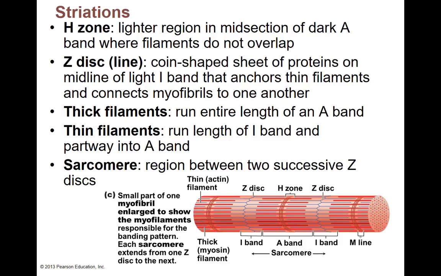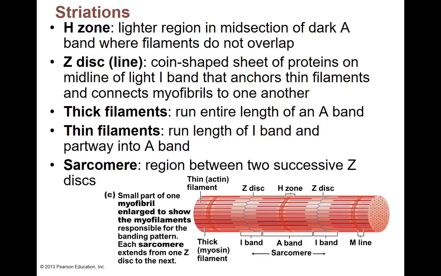One, we have what's known as the H zone. So here's my sarcomere. It runs from a Z disc to a Z disc. Some books call them Z lines. I always think, Z is the last letter of the alphabet. It's the ends of the sarcomeres. So Z disc to Z disc is one sarcomere.